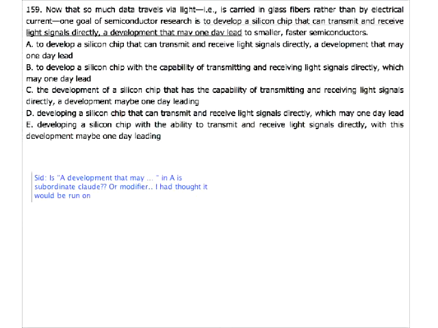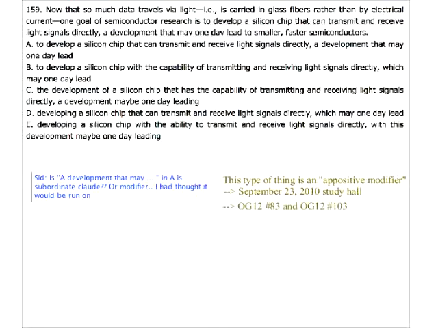So check out the September 23rd study hall. We had a discussion of those. And then also check out OG 12, number 83 and 103. And that should take care of you there.